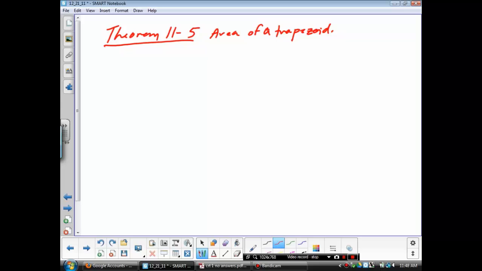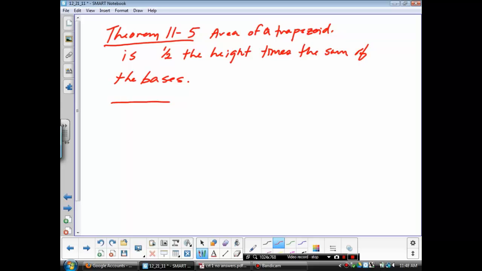The area of the trapezoid is 1/2 the height times the sum of the bases, or you could think of it as the average of the bases times the height. Now we can talk about why the area is this. If we draw any trapezoid, it would not matter what trapezoid we draw, we can divide it into 2 triangles.